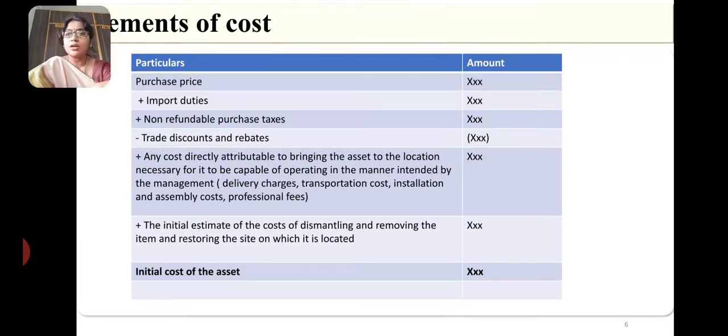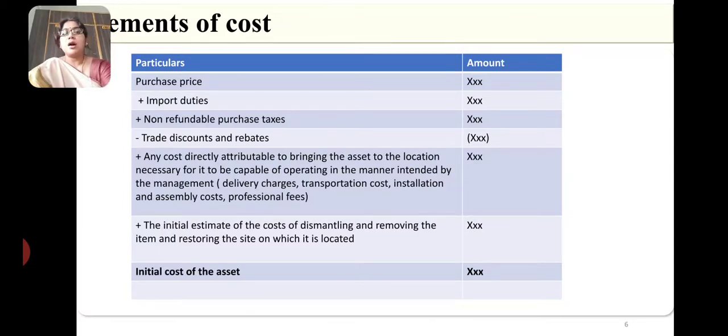If it was not included, then we have to include it in the purchase price. Then if we are importing it, whatever the import duties and charges and transportation costs that we have incurred should also be part of the asset. Then if we are paying any taxes, they should also be part of the purchases.